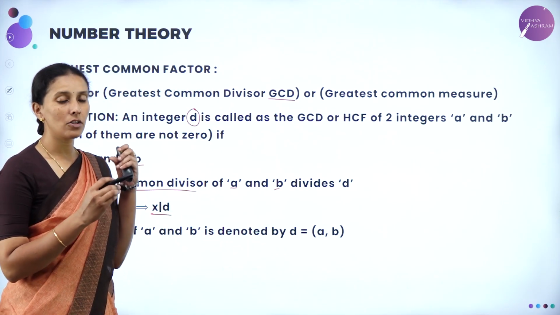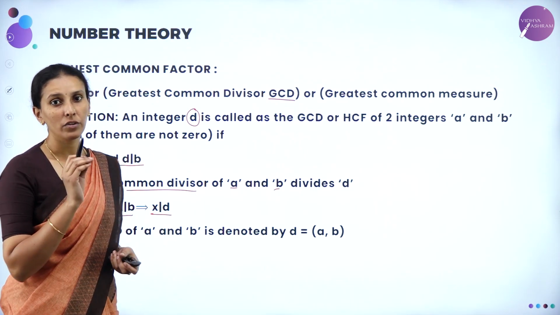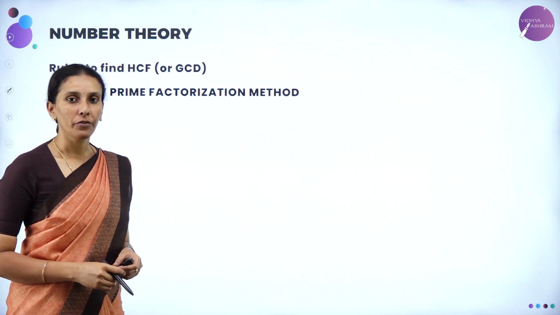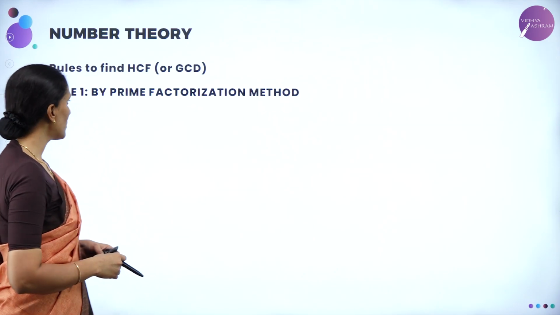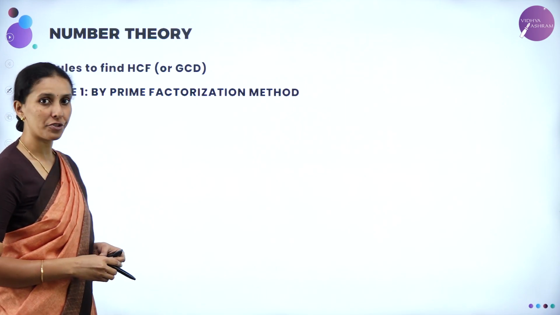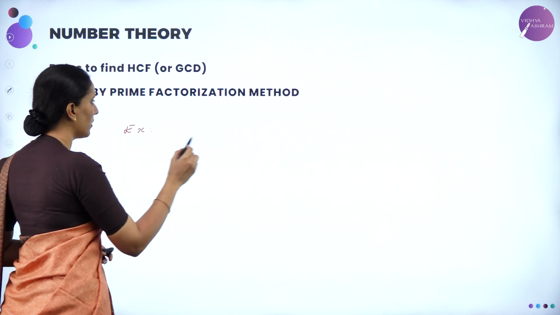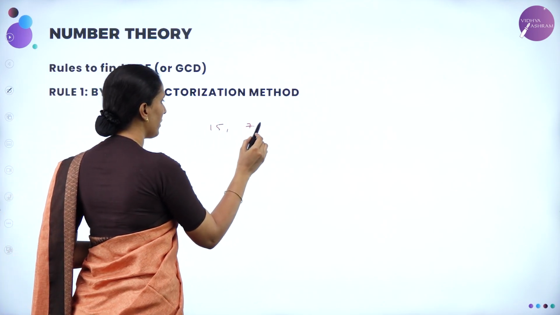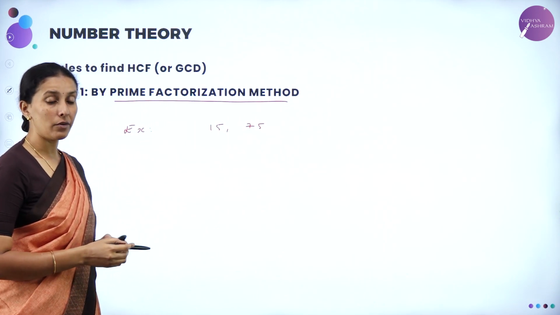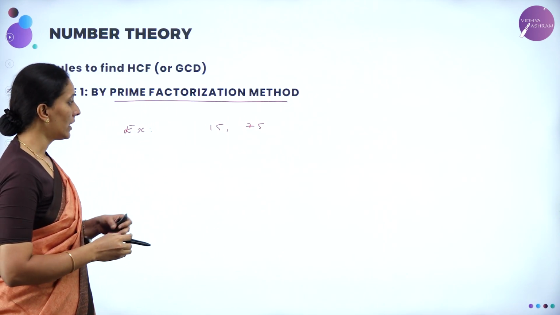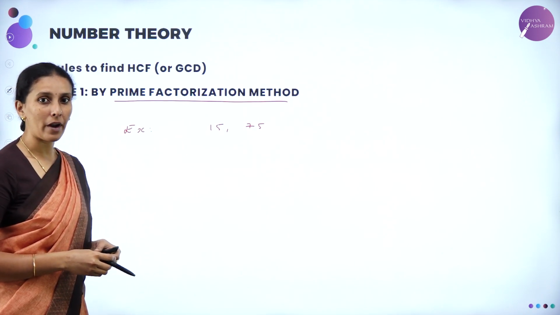So that means the highest common factor of two numbers is nothing but the common divisor which divides both A and B. So we have different types to find the highest common factor. The very first one is by prime factorization method. Now take an example. Let us find the highest common factor of 15 and 75. In our last class we have studied the prime factorization method, that means expressing the numbers as a product of prime numbers.